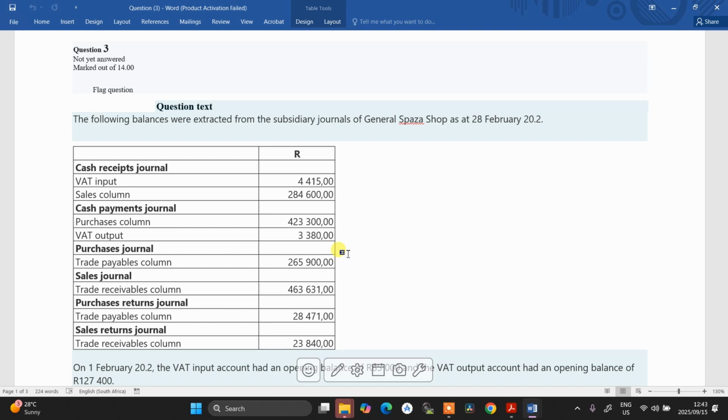In this tutorial session, we'll be focusing on FAC 1502 assignment number 3.